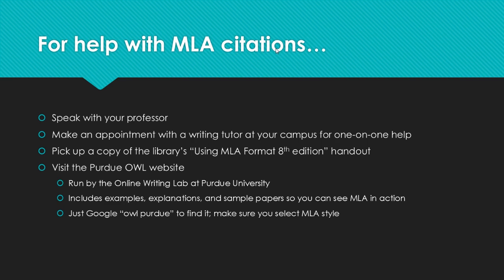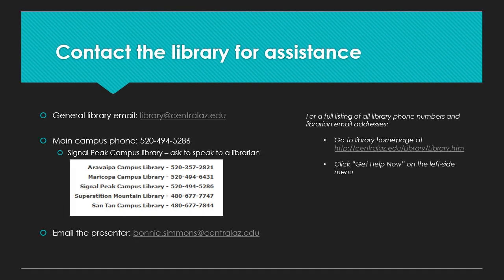And another great resource, if you haven't used it before, is the OWL Purdue website. Okay, it's run by Purdue University, so it is vetted and checked. All the information is good. You get examples, explanations, sample papers. All you have to do is go into Google and put OWL Purdue and it will come up. Just make sure that you get the MLA 8th edition style so that you're getting the correct information. They do also have, if you need to do papers in other formats like APA or MLA 7, they also have great information about those. It's a wonderful resource. If you have any other questions, you can feel free to contact the library.